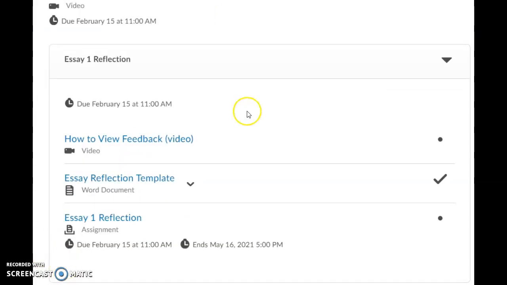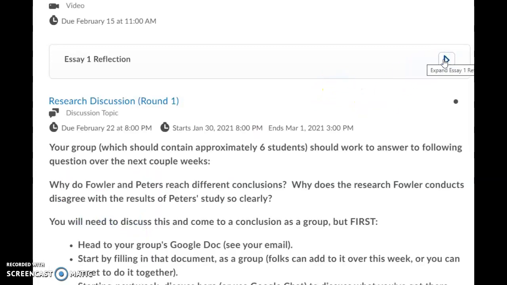Completing that reflection, of course, requires looking at your feedback on Essay 1. Everyone should get their feedback early this week, so please wait until you've got the feedback. But you want to look at your feedback, then look at the template, fill the template in, and submit it here. So that's all for the Essay 1 reflection.